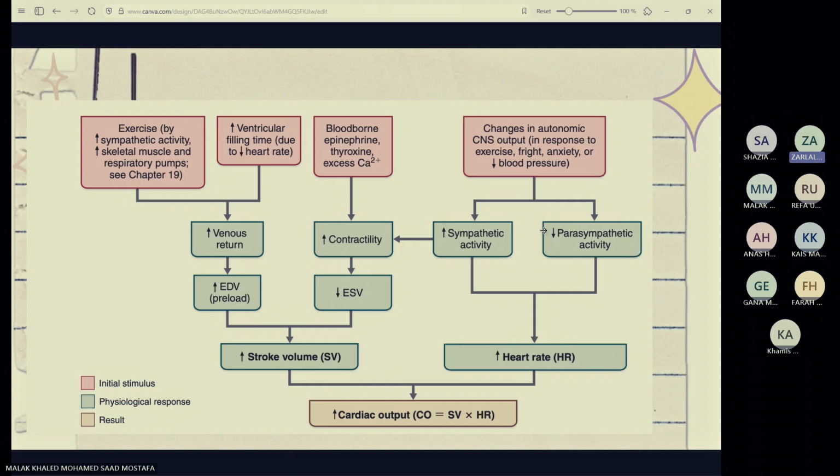Now, if there are changes in the autonomic nervous system, for example, if you're experiencing anxiety or if you're scared, there will be an increase in sympathetic activity and a decrease in parasympathetic activity. That in turn increases the heart rate and increases cardiac output as well. Increase in sympathetic activity also affects contractility. So let's move on.